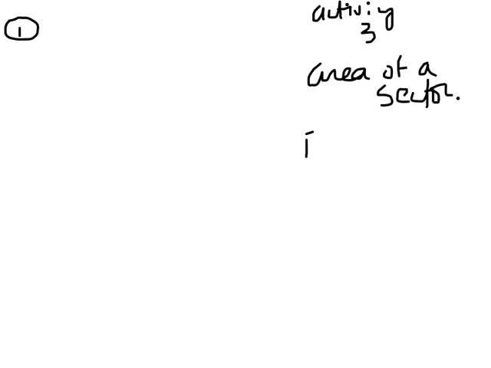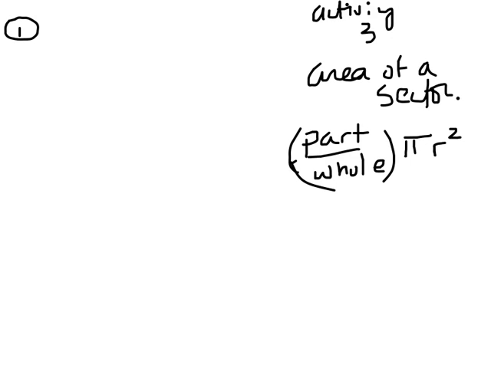We're going to do part of the whole, so I'm going to write that down first, and then I want part of the whole area, so I'm going to do the area of a circle, and Elena said it's pi r squared, right? There's not 2 formulas for this one, really.